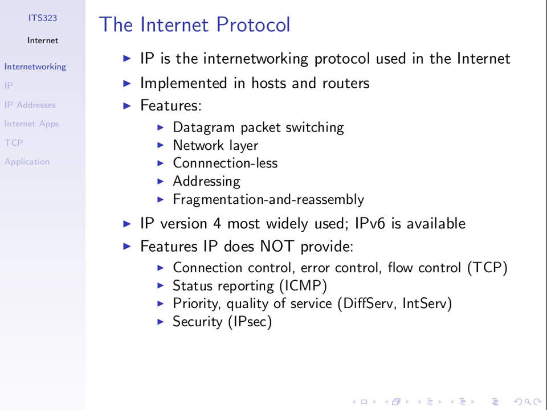It's available, but it's not widely supported in the internet. It's available in some devices, in some networks, but not all. We're going to focus just on IP version 4, the most widely used version. Maybe next semester you'll see more details about IP version 6. So, IP, the Internet Protocol, is an internetworking protocol used in the internet. It's implemented usually as software inside hosts and routers.